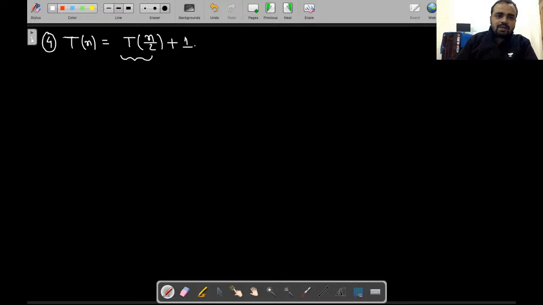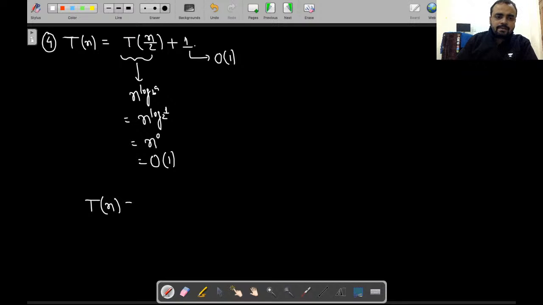T of n is equal to T of n by 2 plus something. So from this part, what will you derive? You will derive n to the power log of a on the base b. So this implies n to the power log of a. What is the value of a? 1 on the base b, 2. So this implies n to the power 0, and this implies order of 1. And this is also order of 1. Means both are equivalent.